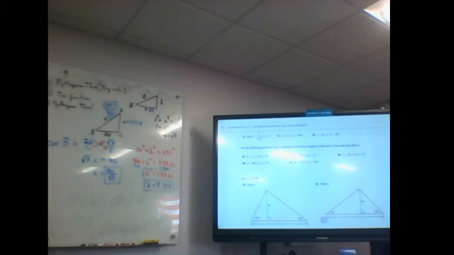Okay, and then you say the tangents. 17. You can do any of the 3, but one of them will always be bad, because that's 2 variables. I thought it was opposite over adjacent.